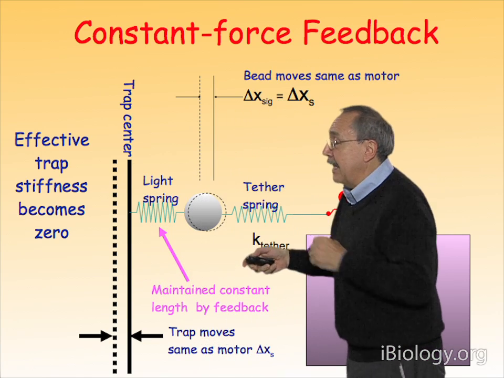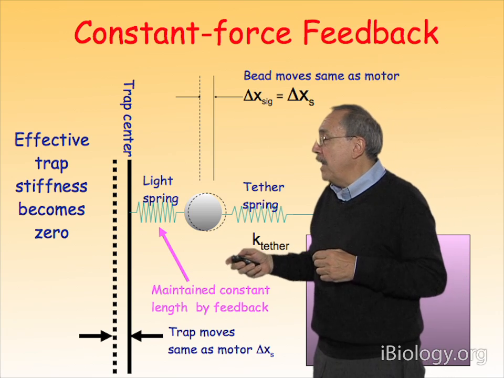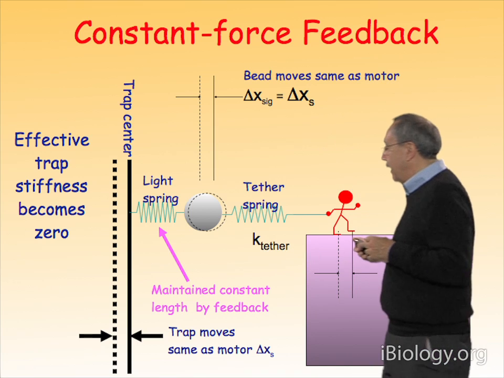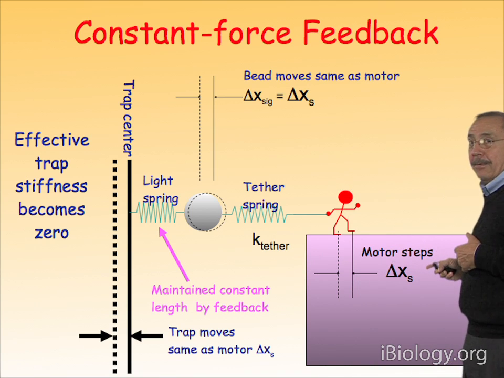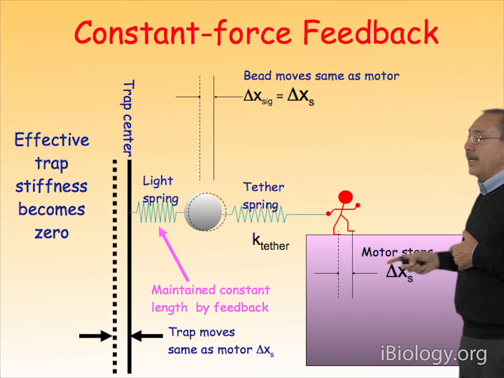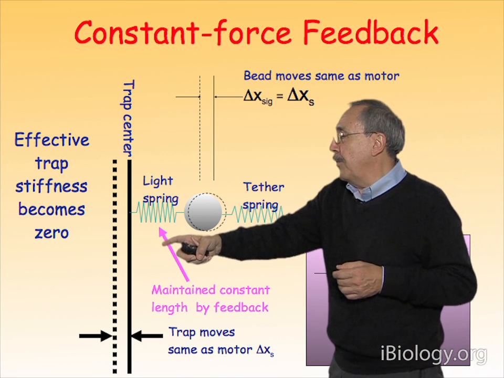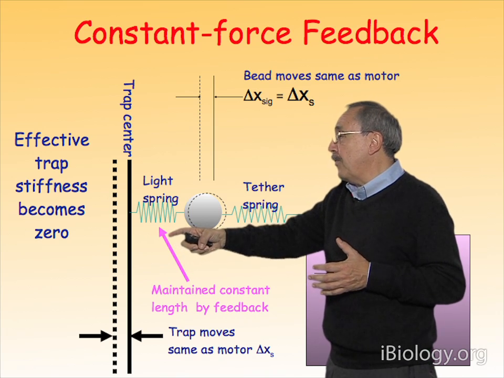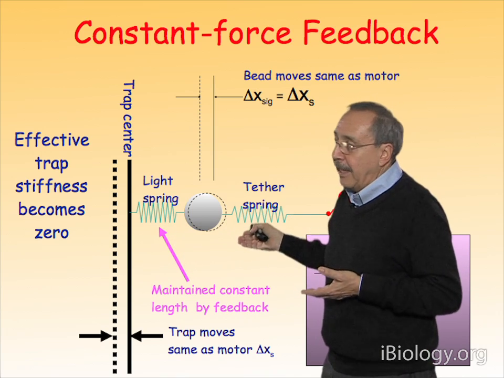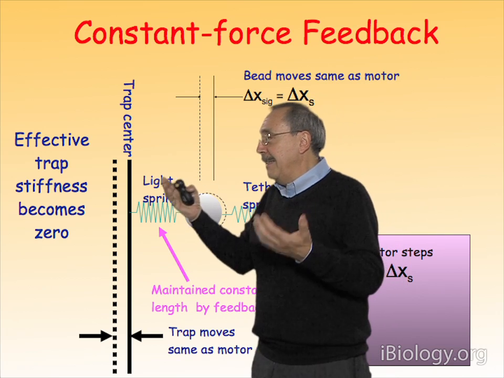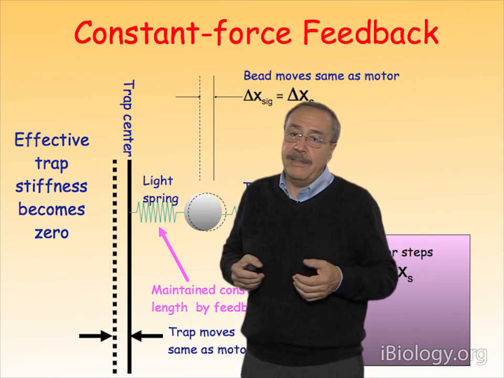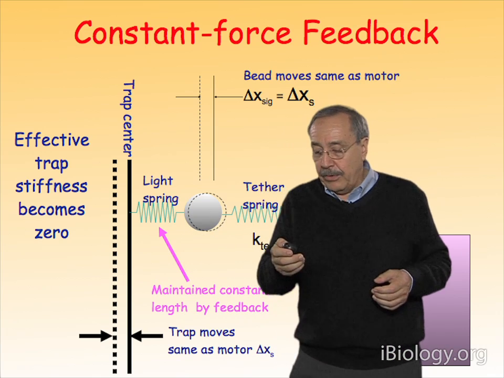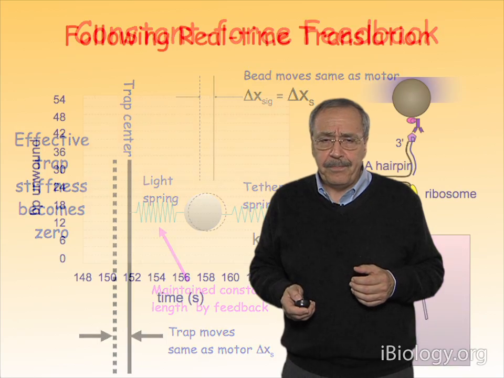But what it means is that, in order to accomplish that, you have to be able to move the trap by an amount delta x step, which is identical to the amount delta x step moved by the motor. So essentially, the movement of your trap, or the movement of your stage that controls the trap, is nothing but the movement of the motor, delta x. In this case, it's equivalent to say that the effective trap stiffness is essentially zero, because you move the trap by the same amount that the motor moves the bead.